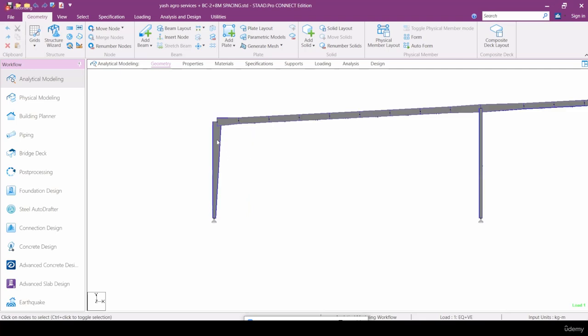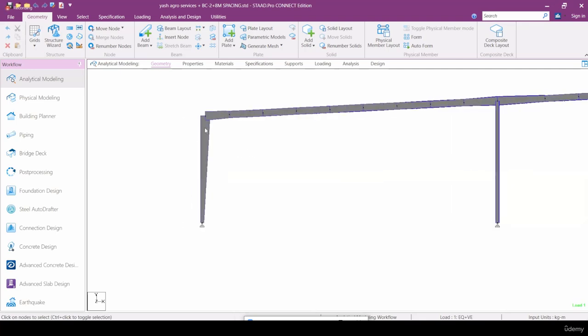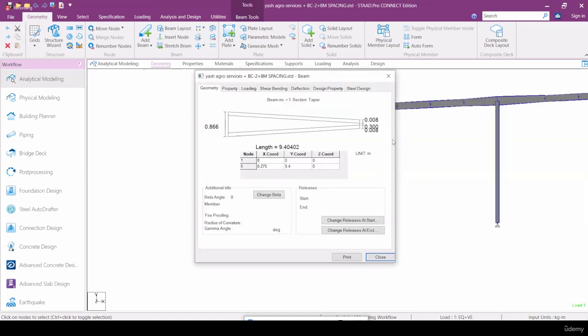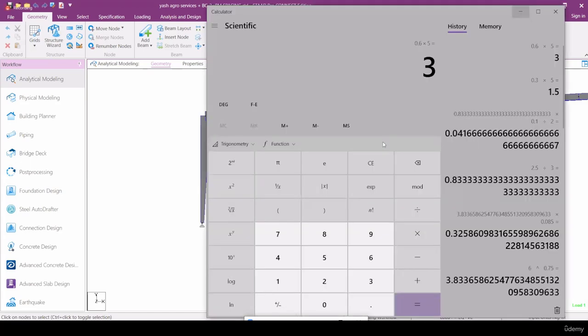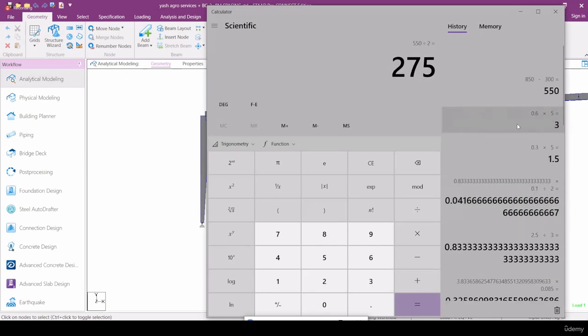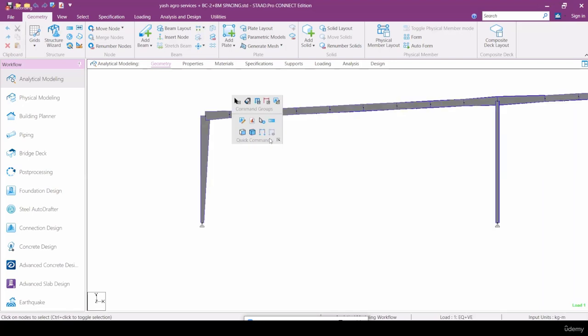Suppose I have shown here the rendering view. So this is my question. Suppose the top is 850, bottom is 300, right? So how will the taper be done? 850 minus 300, I will tell you. Just a minute, I'll calculate. The system itself has a calculator. So 850 minus 300 divided by 2 is 0.275. So you have to move this node from 0 level to 275 mm in order to get a straight section like this.